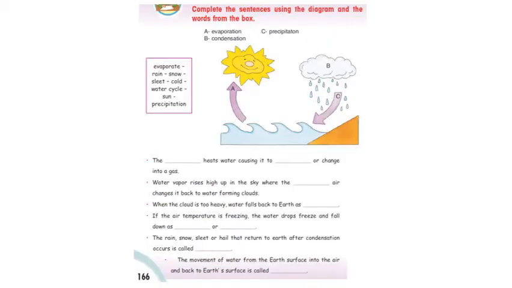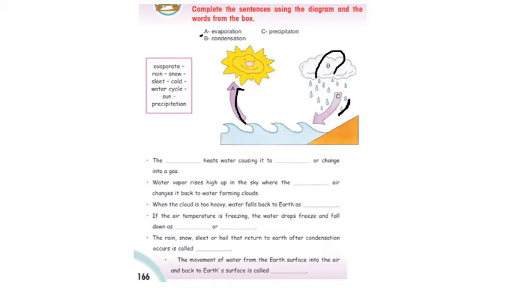Now we have to complete the sentences using the diagram and the words from the box. I will review a little bit. Letter A, this is letter A, it's evaporation. Letter B, condensation. Letter C, precipitation. We know that precipitation happens after condensation.